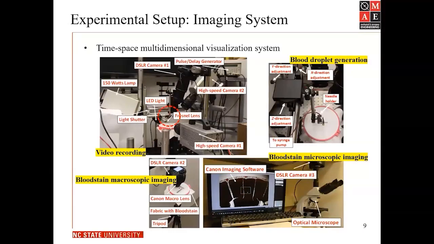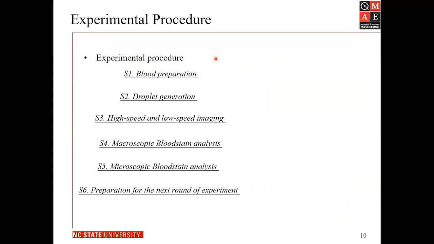Then we move the formed stain to another digital camera, and we can capture the stain after a certain long period of time. Finally, we put the stain under a microscope to look at the detailed structure of the dried stain. With this complete information, we can get different aspects of the stain formation at different stages.